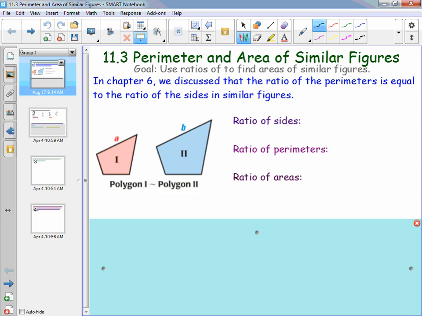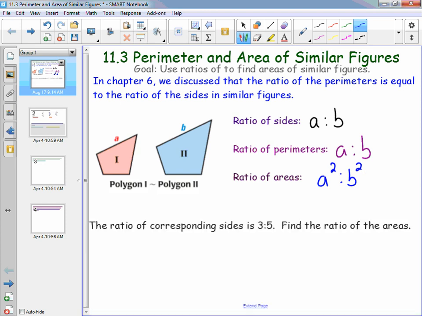So back in chapter 6 we discussed that the ratio of the perimeters is equal to the ratio of the sides. Here we have two polygons, polygon A on the left, polygon B on the right. The ratio of sides is A to B. As we discussed in chapter 6, the ratio of perimeters is also A to B. The ratio of areas is A squared to B squared. We're simply squaring each value.